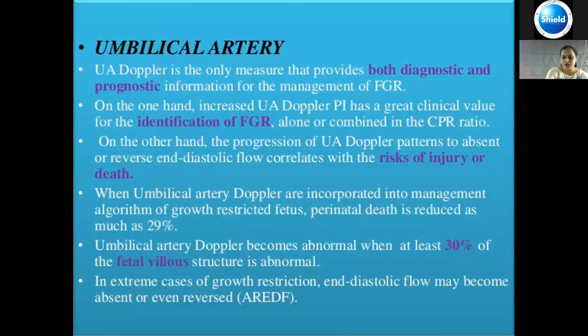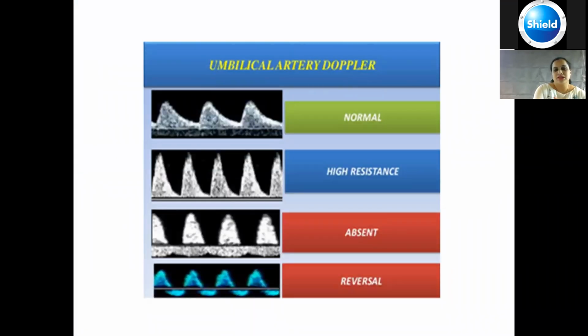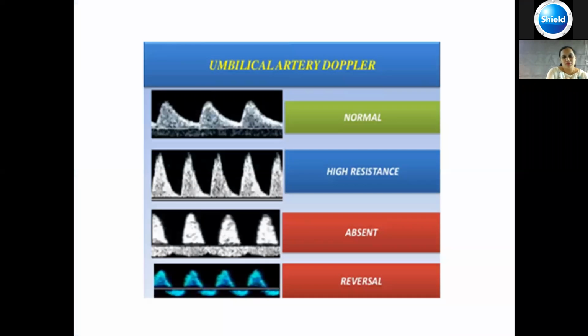Diastolic flow may become absent or reversed. So these are the 4 pictures where we usually see normal umbilical artery waveforms. The first picture is absolutely normal. This is high resistance, which can be an early predictor, or an early change, of placental insufficiency. And this is absent, a moderate affection of the placental insufficiency. And reversal, yes, it's time to take decisions.